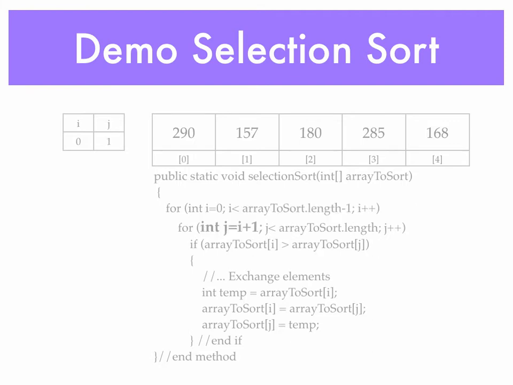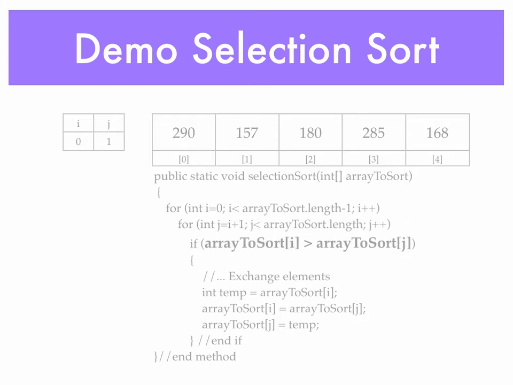We'll go into our inner for loop. We'll give j the value i plus 1. i is a value of 0, so j is a value of 1. Is j less than the length of the array we're sorting? Yes, it is. So we go and ask this question. Is what we find at position i of our array greater than what we find at position j? i has a value of 0, j has a value of 1. At position i is 290. At position j is 157. So indeed what's in position i, 290, is greater than what's in position j, 157.